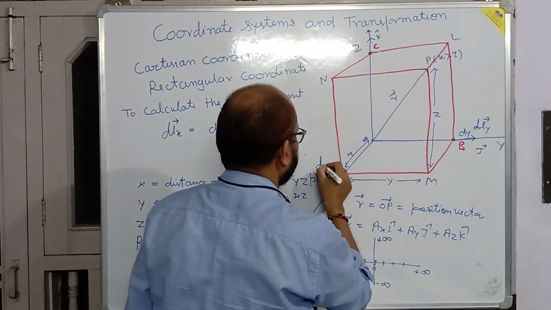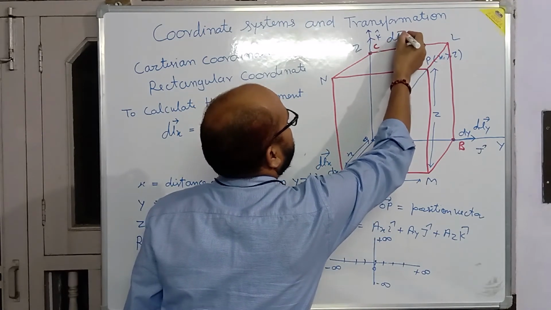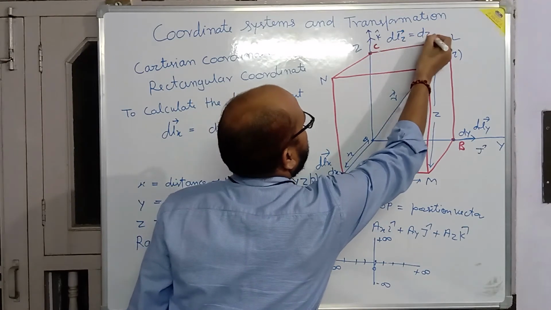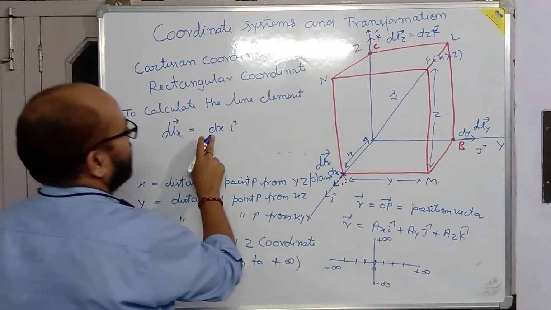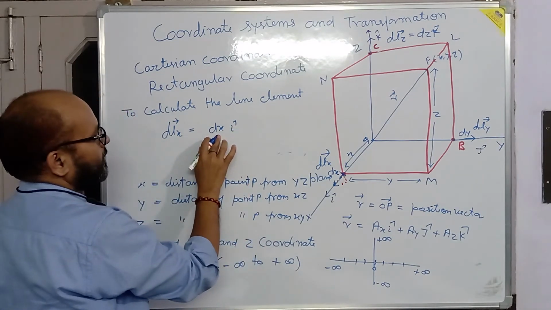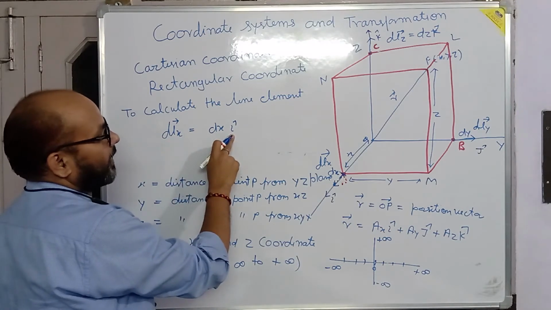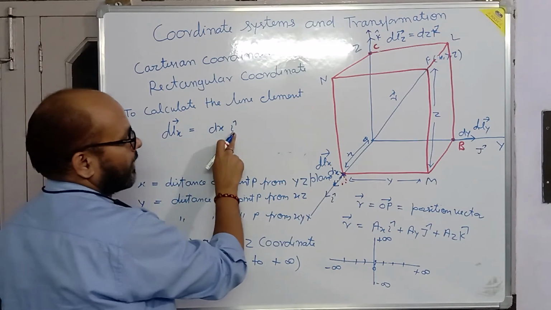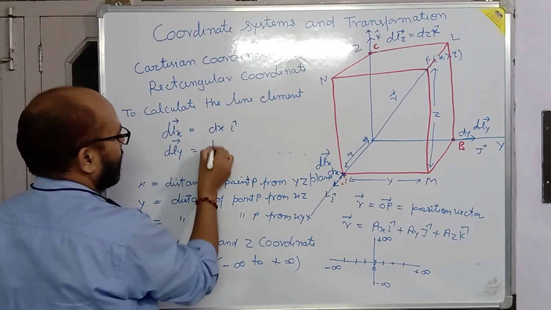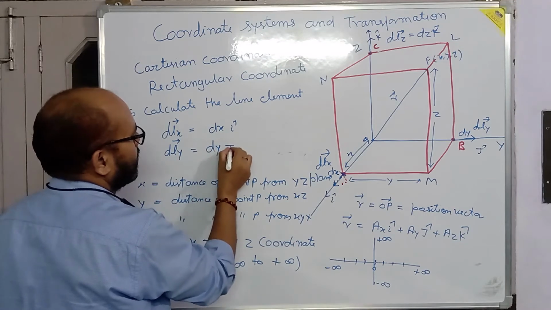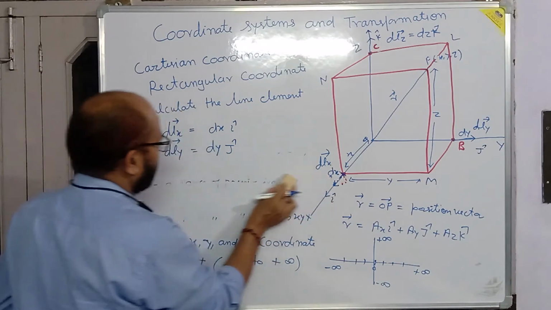Here dlx, and in the same way dlz is dz k cap. Here dlx is dx i cap. dx is the magnitude of the line element and i cap is the direction along the x-axis. i cap is the unit vector. dly is dy j cap. Here dy is the magnitude of dly.